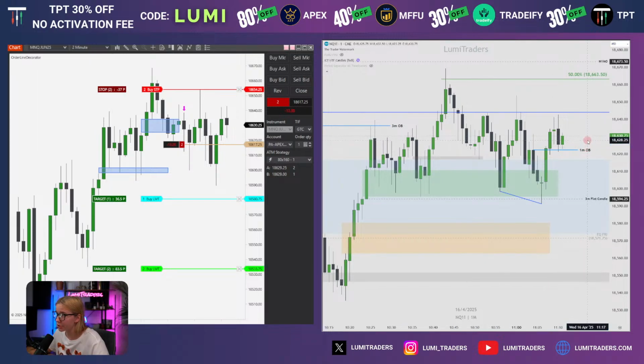I see this as an invalidation of my short right here. But since I'm risking only $140, it makes sense to sit it. Yeah, invalidation was SMT and this 1 minute order block. That's a good bullish sign to me. And SPX is actually bullish right now.